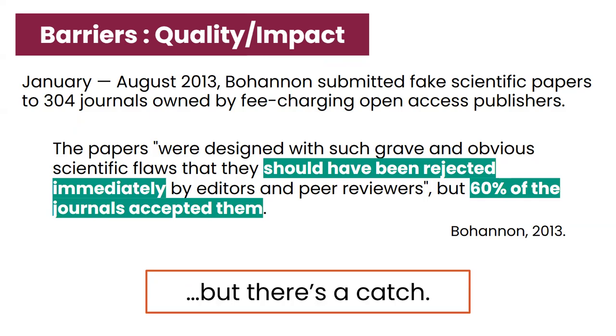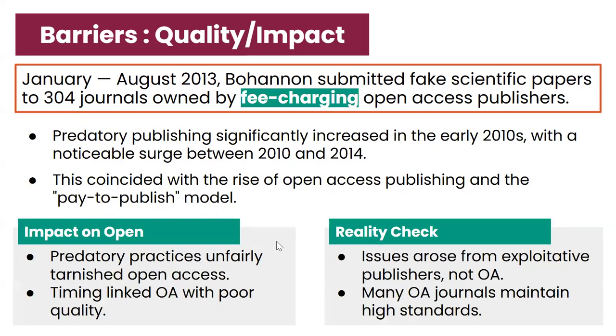However, the results were concerning. 60% of journals accepted the papers, and this raised significant doubts about the reliability of some open access peer review practices. Okay, but here's the catch. The study targeted fee charging publishers, many of which fall into the category of predatory journals. So these publishers exploit the pay to publish model, prioritizing profit over quality. This is not representative of open access at all, but it is undeniably casting a shadow on the field.